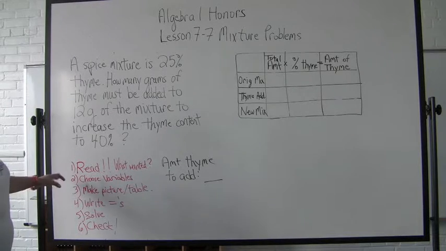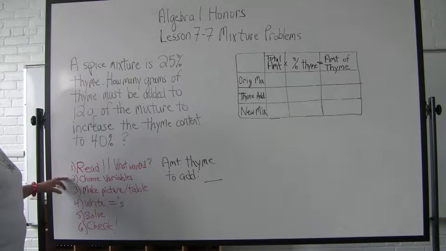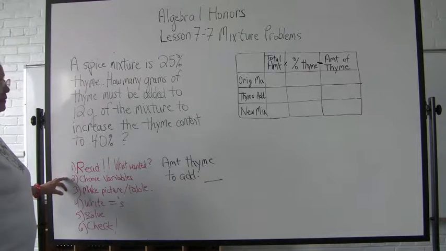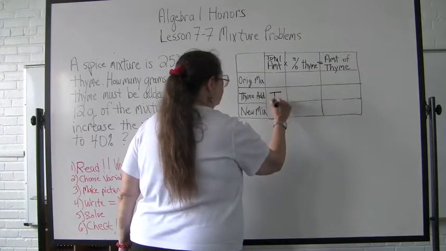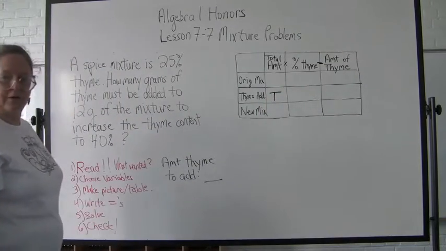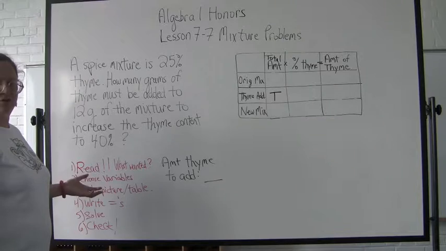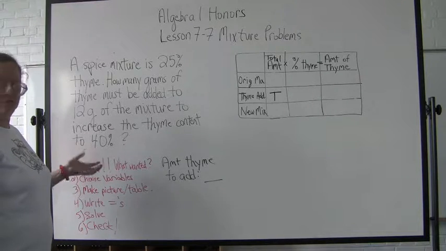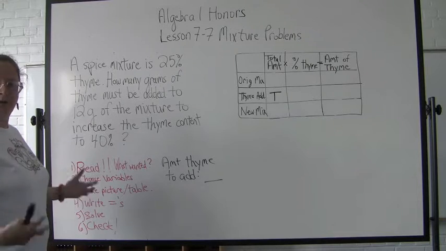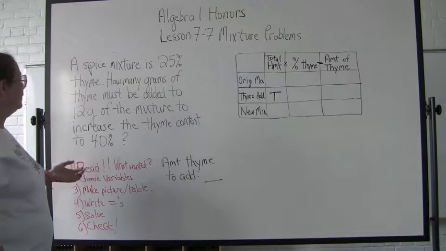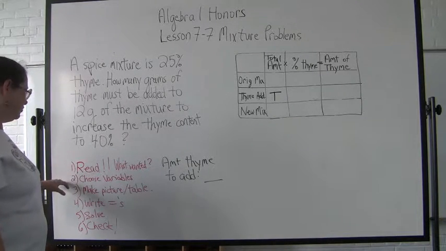Now our variable is going to be the amount of thyme that we add. So let's put that right here: T for thyme, not X, because X doesn't remind us of thyme. Try to choose your variables so that they remind you of what you're looking for. So we've read it once, and we've chosen our variable.